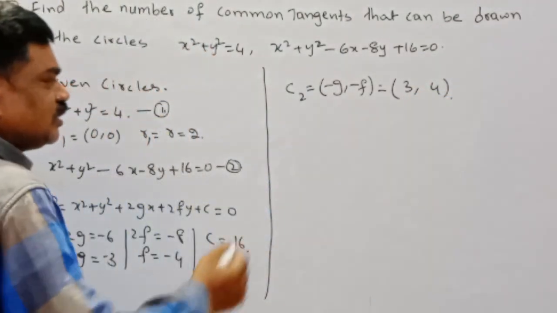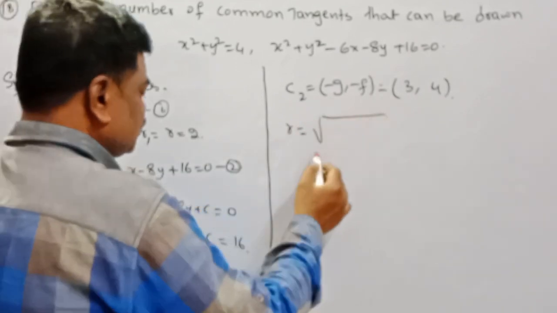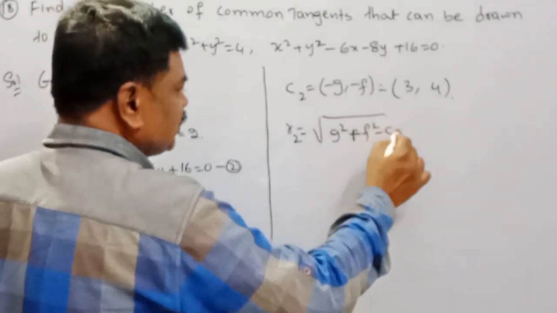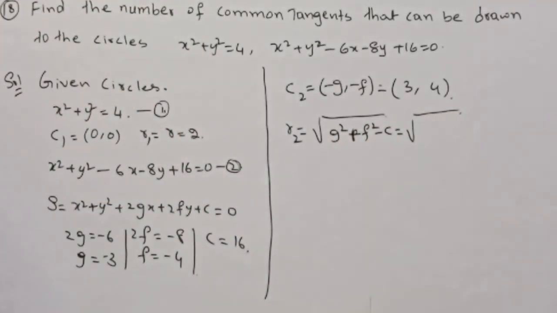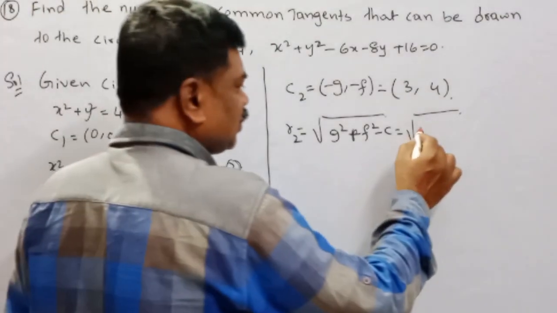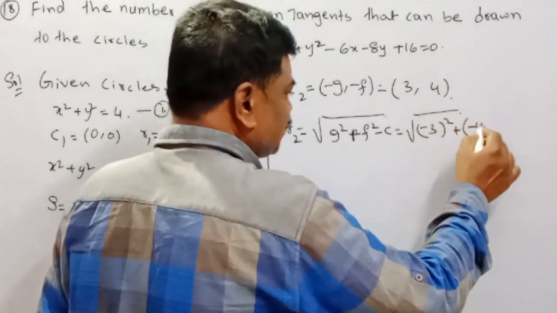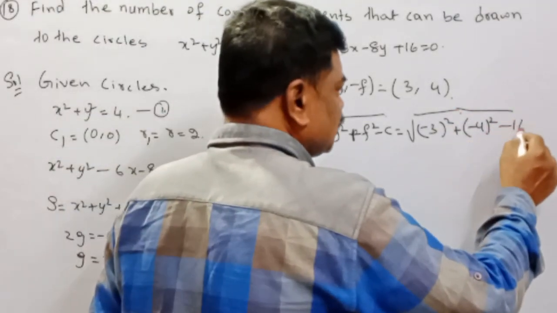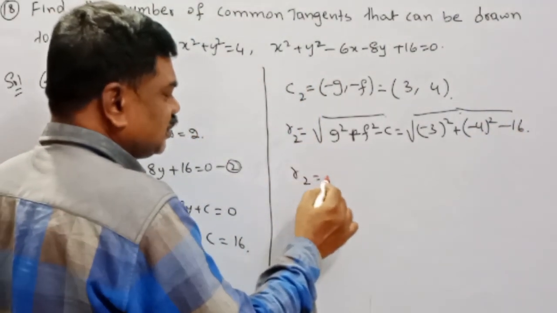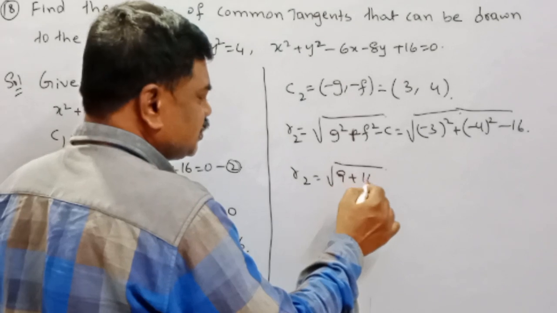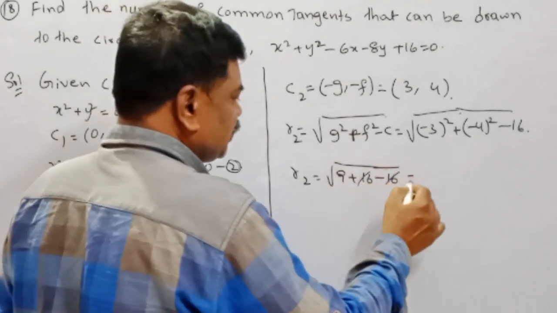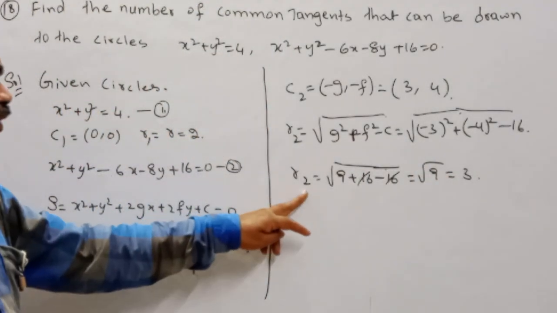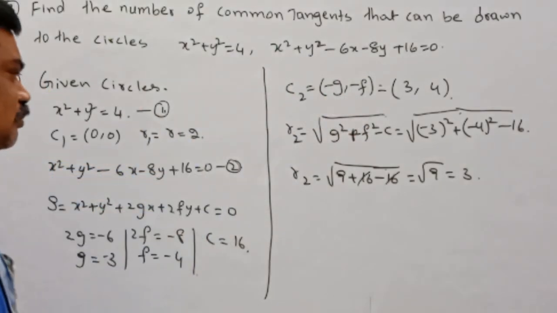The radius of the circle R2 is equal to root over g square plus f square minus c, which is root over minus 3 whole square plus minus 4 whole square minus 16. So R2 is equal to root over 9 plus 16 minus 16, root 9 is equal to 3. R2 is equal to 3 and center C2 is equal to 3 comma 4.